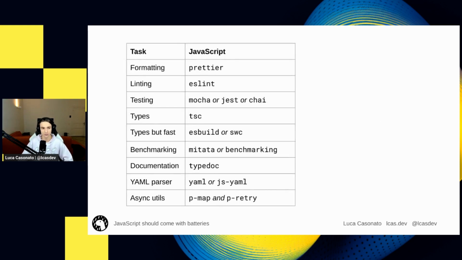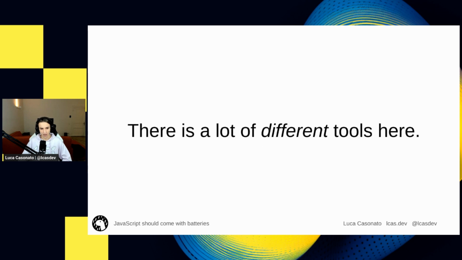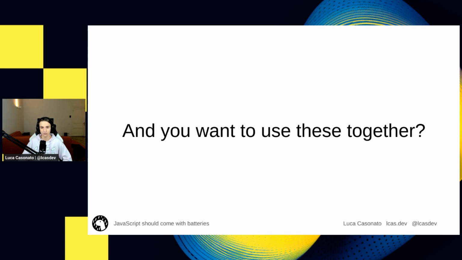If you want to have a linter or a formatter or a testing library or a type checker, or a type stripper because you don't want to wait for TSC because it's slow, or your benchmarking library or a documentation generator, or really any number of other things, you have to install a tool. You have to download some package to get the API or the tool that you need. And this is really unfortunate because first of all, there's a lot of different tools. You have to make choices all the time. And also it becomes really difficult for you to use these tools together.